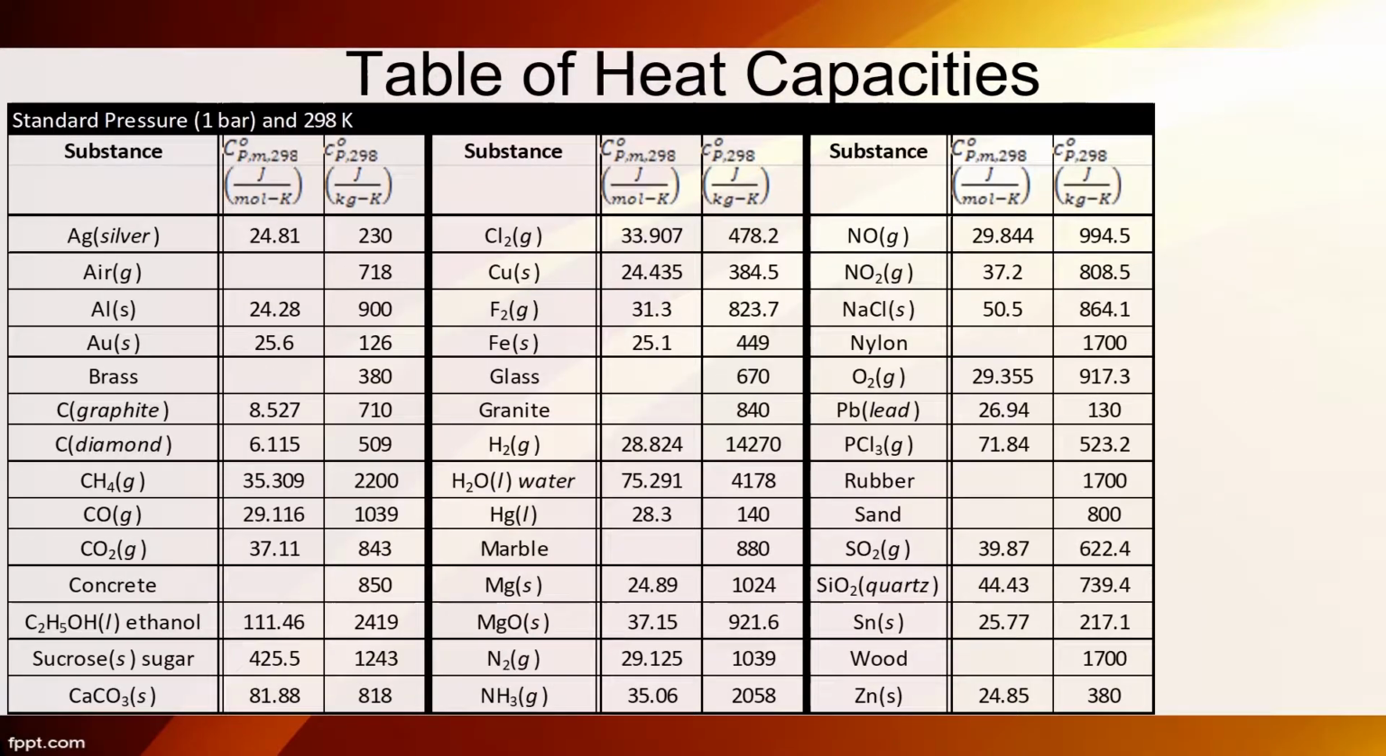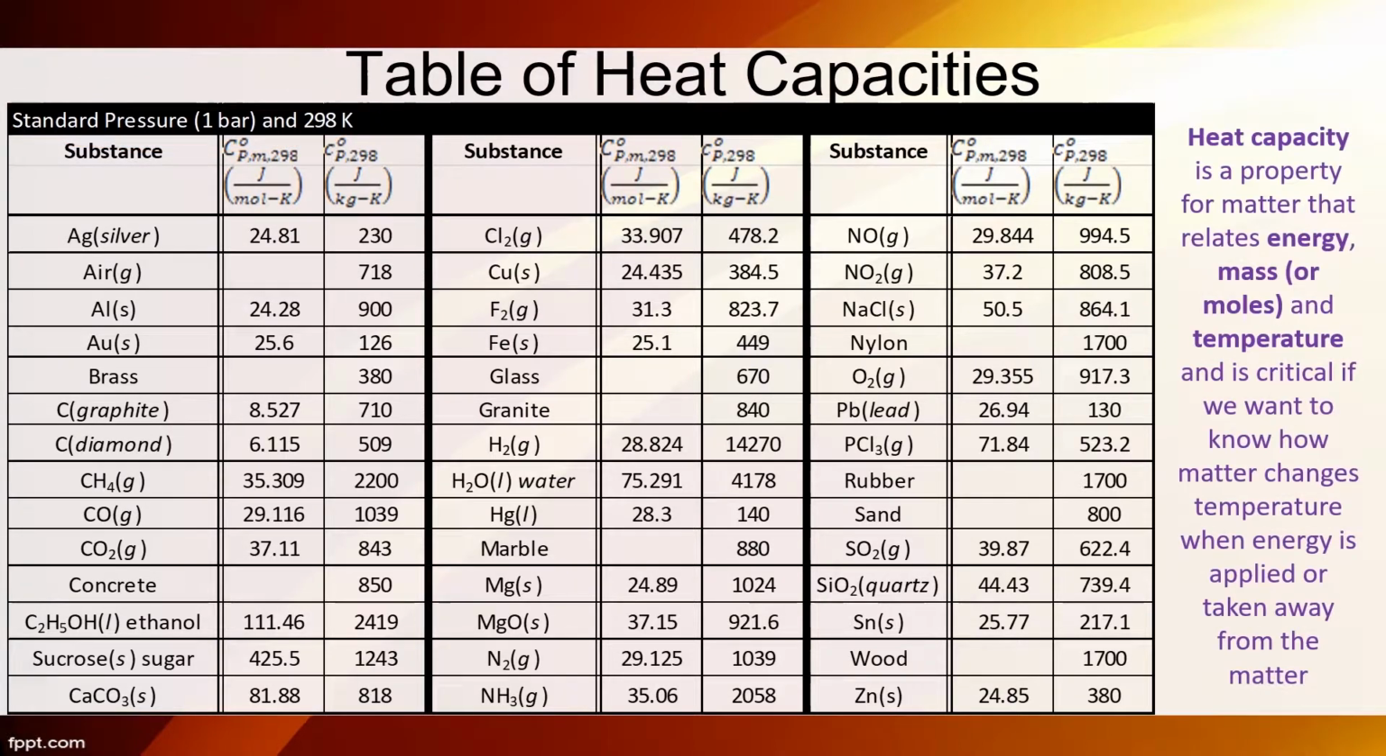The heat capacities in SI units for a variety of materials are shown in the table. You find in the first column the molar heat capacity, and in the second column the specific heat capacities. It's also critical to note the pressure and temperature at which these heat capacities were measured, 1 bar and 298 Kelvin in this case. Heat capacities, like densities, are different at other pressures and temperature ranges.